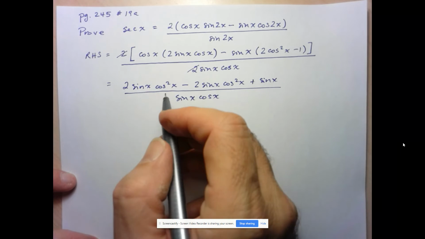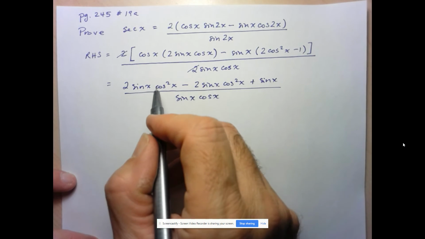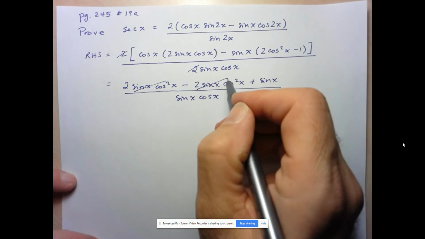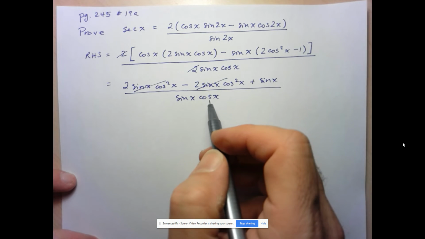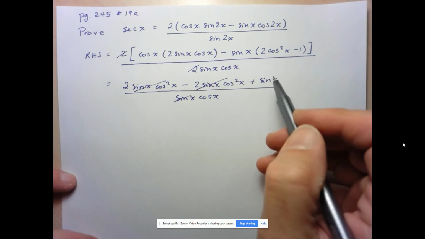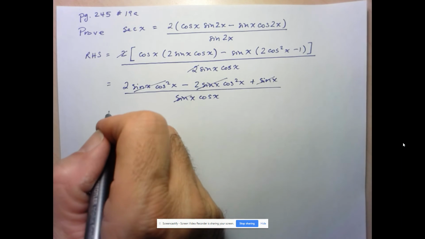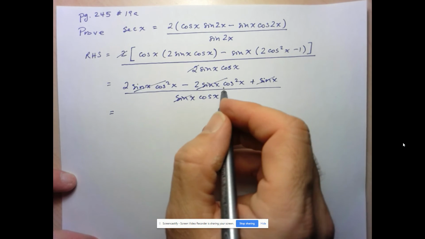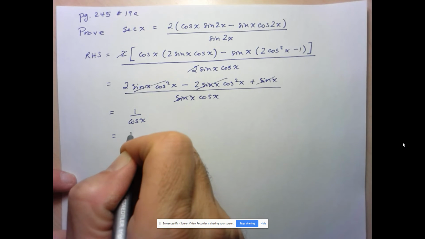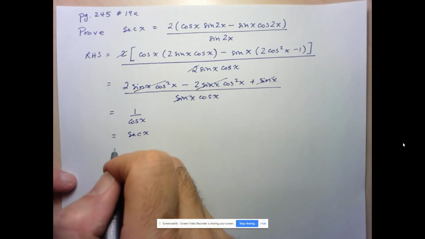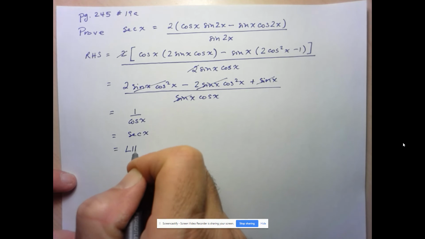All right, so here some very nice things happen because these 2 things just subtract to 0. So the only thing I'm left with is sine x over sine x cos x. And again, the sine x's cancel out, and so all I'm left with from this big expression is 1 over cos x, and of course 1 over cos x is the same as secant x, which is my left-hand side.